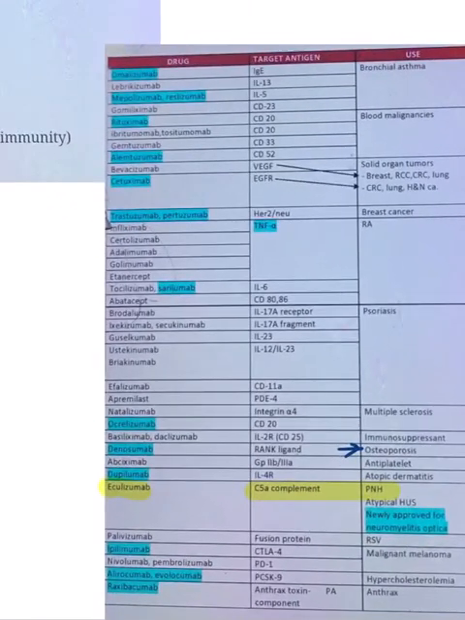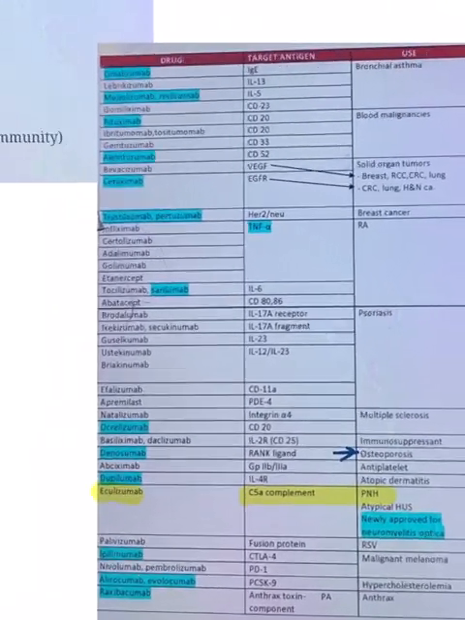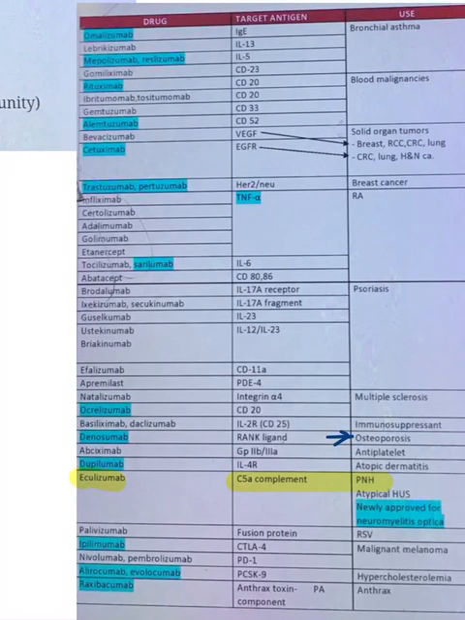Then coming on to the monoclonal antibody concept. When you come to monoclonal antibodies, first of all, what are the things you need to remember? Omalizumab is very important. It is an IgE antagonist, meaning it will treat bronchial asthma. Then rituximab, this is the anti-CD20 drug. So anywhere where B cell proliferation is high, you can give it. Then you have cetuximab, that is the epidermal growth factor receptor antagonist. So this may be used in cancers.